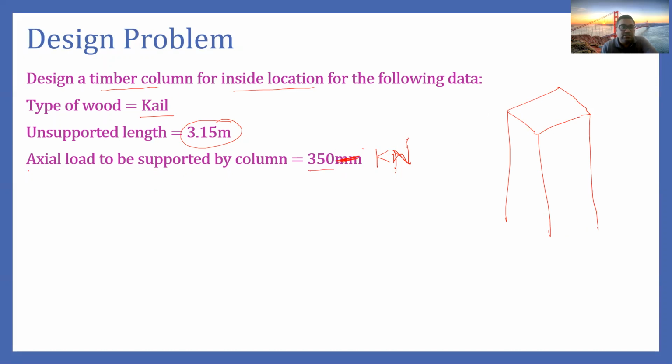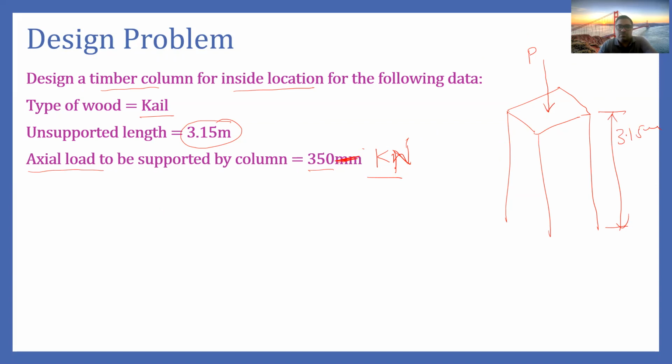And because it says it's an axial load, it means the line of action of the load will be passing through the centroidal axis. So say this is our load P, which the column will be carrying. The required load here is 350 kilonewton, and the length of column is also given, which is 3.15 meter in this case.